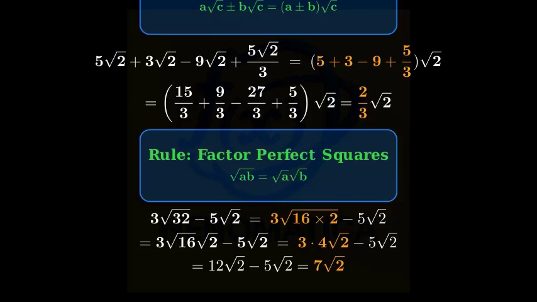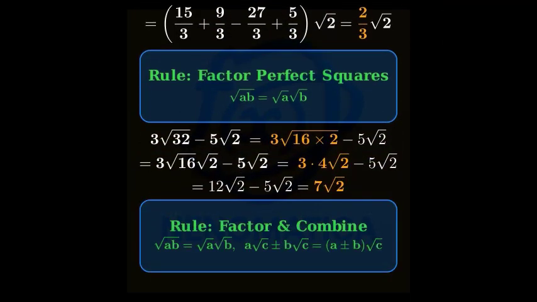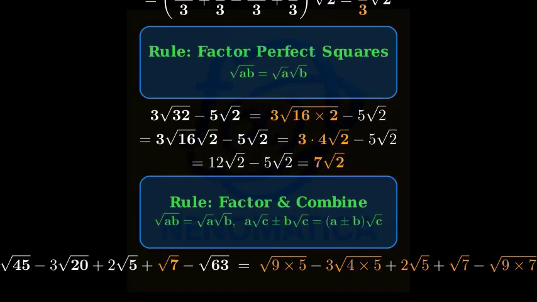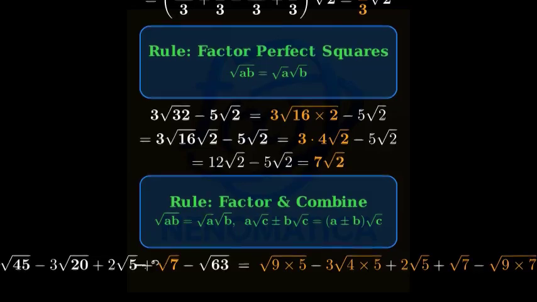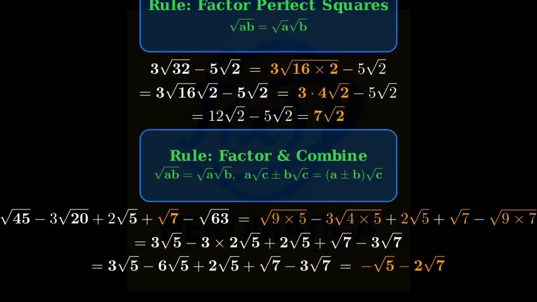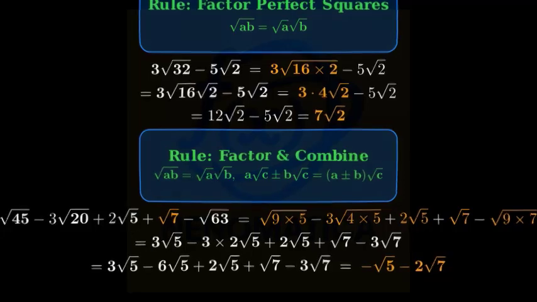For the third expression, we again pull out perfect squares and then combine like terms. Rule: factor perfect squares and combine like radicals. Replace 45 by 9 times 5, 20 by 4 times 5, and 63 by 9 times 7. Evaluate the perfect square roots. 3 root 5 minus 3 times 2 root 5 plus 2 root 5 plus root 7 minus 3 root 7. Combine the root 5 terms and the root 7 terms. The result is negative root 5 minus 2 root 7.